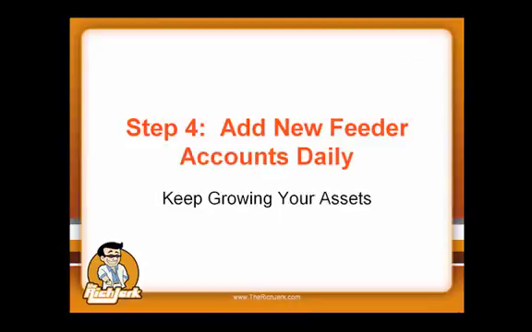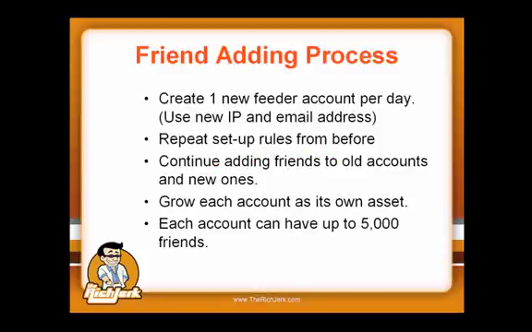Okay. Step number 4 is to add new feeder accounts daily. So you want to keep growing your assets. So with the friend adding process, basically you create 1 new feeder account per day after the initial 5 accounts, and you always want to use a new IP address and a new email address every time you create a new account. Then you repeat the setup rules from before in terms of creating the account. Remember, make it a cute girl, make it look natural. Then you continue adding friends to the old accounts and the new ones.